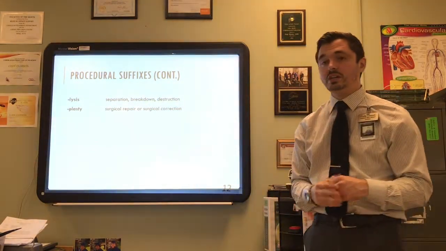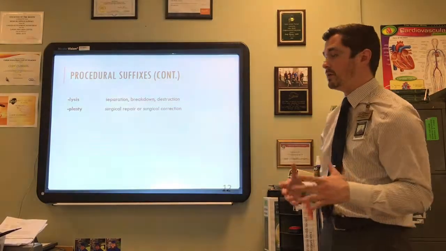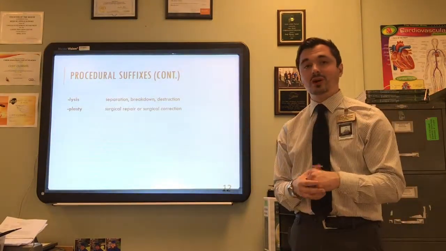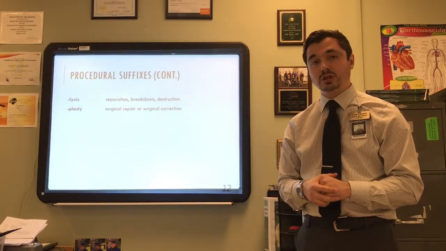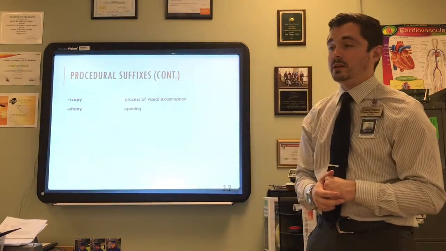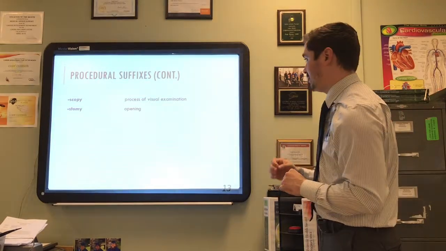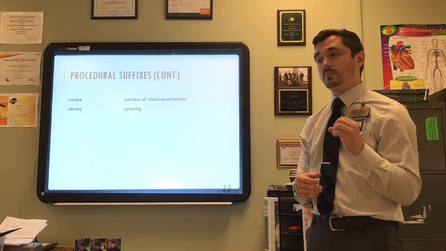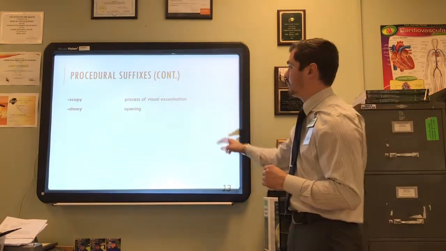Lysis is the separation, breakdown, or destruction. And plasty is a surgical repair or surgical correction. So if you go and get a rhinoplasty, you're basically getting a nose job. You're getting a surgical repair of your nose. Scopy. Okay, you'll see this one a lot, and there's some variations of scopy that you need to be aware of. Scopy is the process of visual examination, where stomy is opening.